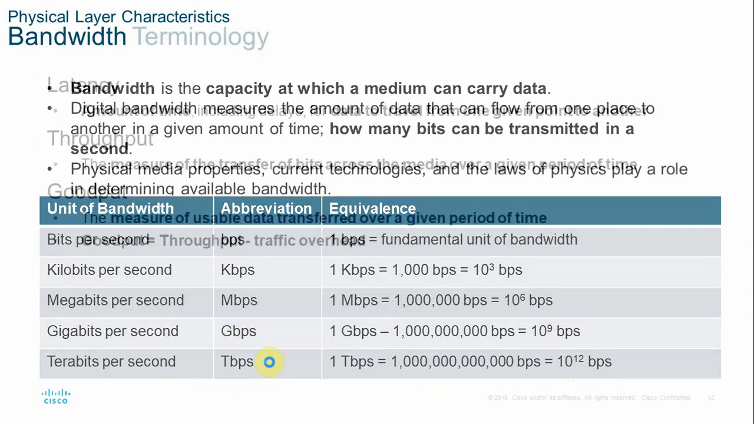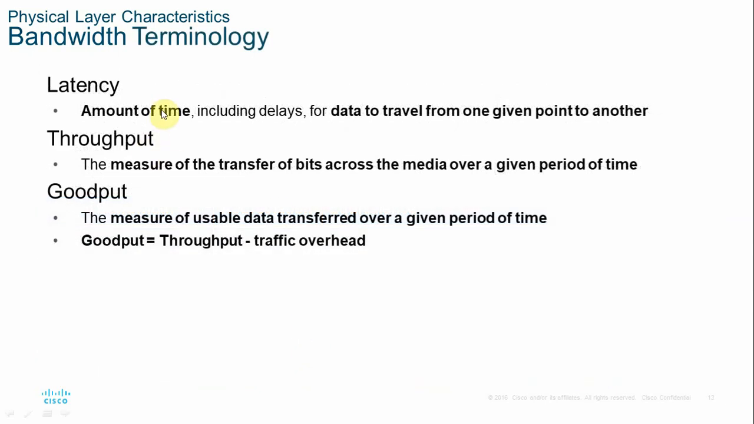Then latency means delay, the amount of time for the data to travel from one point to another. So the amount of time taken by a bit to move from one place to another. Throughput means the measure of transfer of bits across media over a given period of time. So in a particular amount of time, 1 hour or 30 minutes, how many bits are transferred.